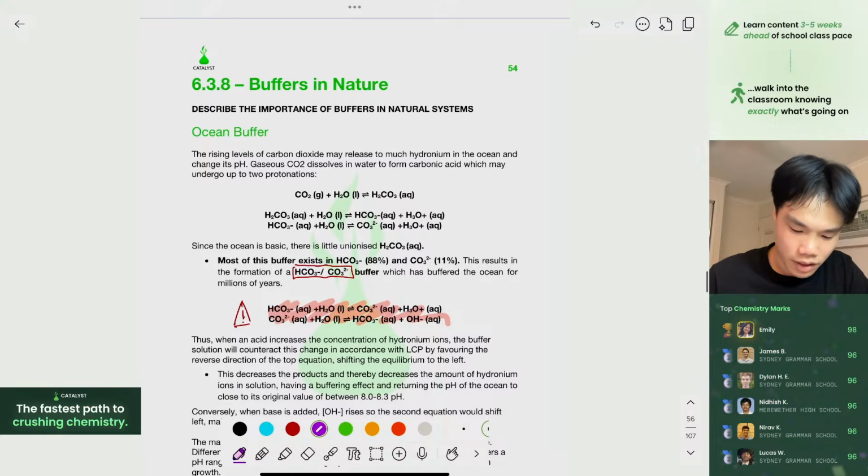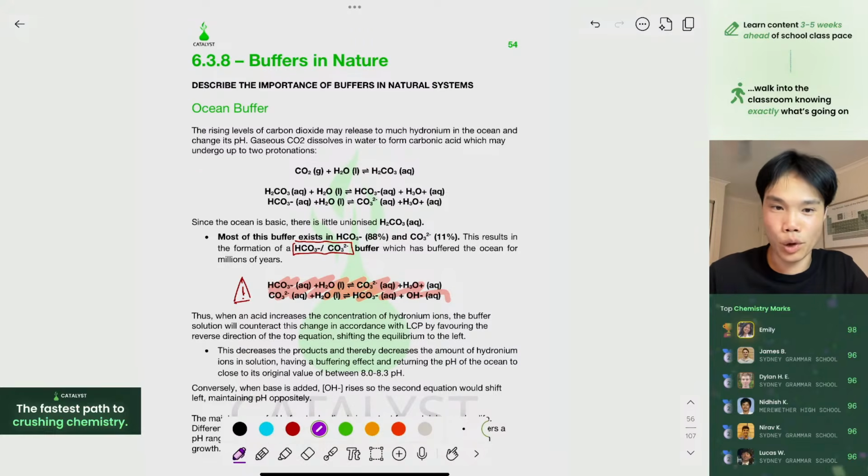what I would recommend is to take into your exam at least 1 case. That way if you're asked for an example of a buffer and to explain how there's one natural buffer, explain how it works, you can at least talk on 1 example yourself without needing to be prompted.